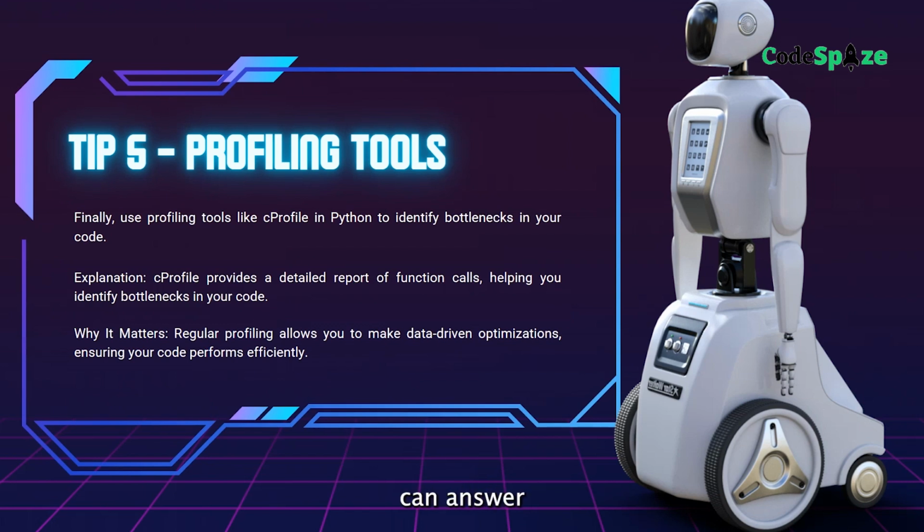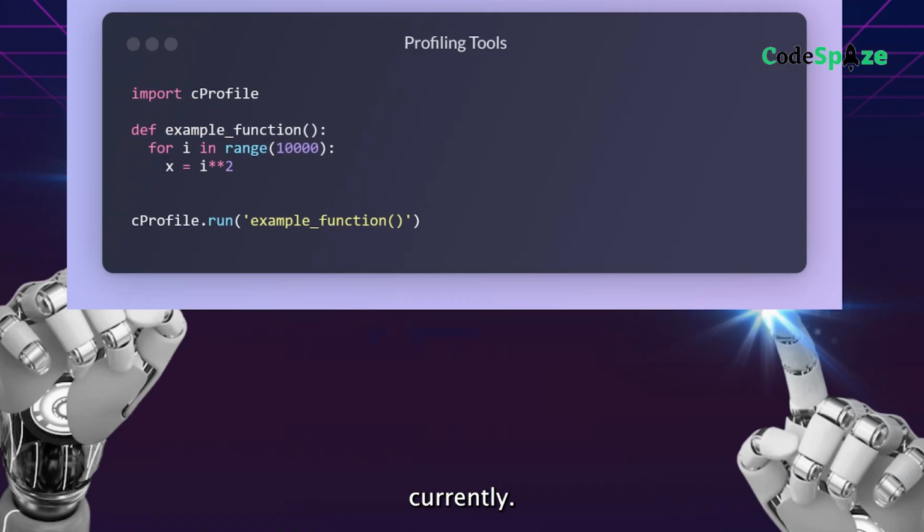Python profilers can answer that question. It tells you which part of the code took how long to run. Now, this lets you focus on that particular part and achieve efficiency. cProfile is a built-in Python module that can perform profiling. It is the most commonly used profiler currently.